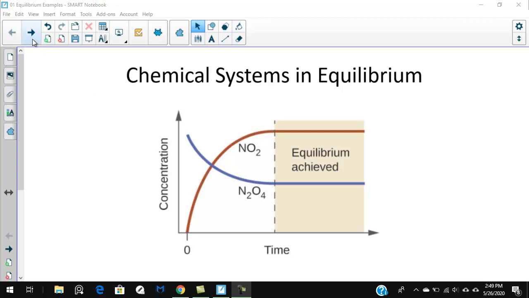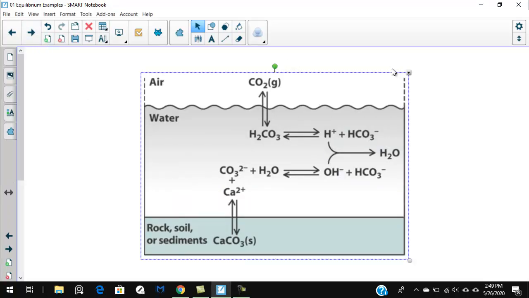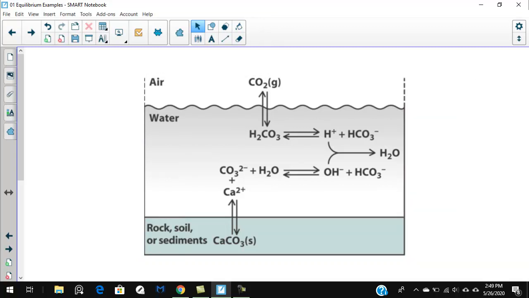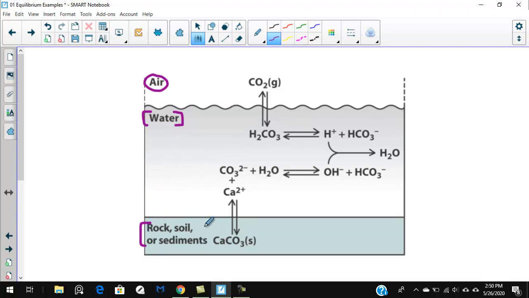Okay? So just thought we would start by going through a couple of examples of what we even mean by equilibrium reactions. This diagram may look a little complicated, but let's just work our way through it. Basically, what I'm trying to show here with this diagram is the equilibrium reactions that exist between the atmosphere. So we've got the air, which represents the Earth's atmosphere, the water, which would be lakes and oceans, the water that's covering the Earth, and then the rock that's on the bottom of those oceans or the bottom of those lakes.